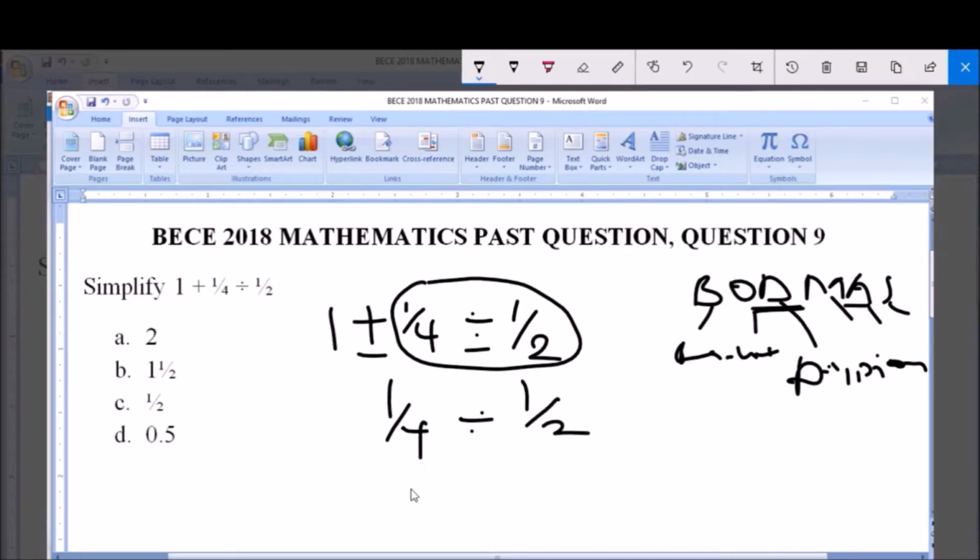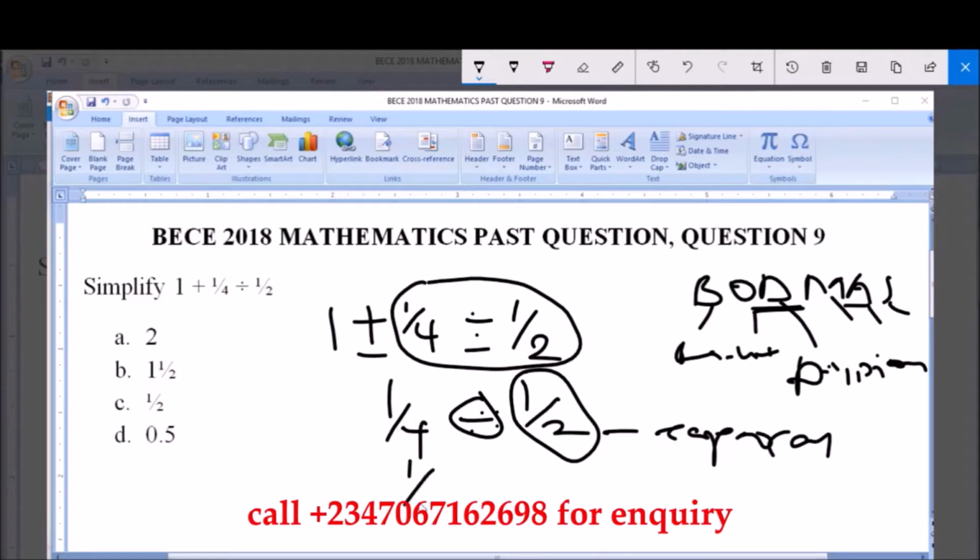Now in terms of fractions, when you are dividing, you simply change the division sign to a multiplication sign. And when changing this division sign to a multiplication sign, you change this other one, this 1 over 2, to its reciprocal. That is, you multiply this by the reciprocal of this. So we have 1 all over 4 multiplied by the reciprocal of 1 over 2, which is 2 over 1. So multiply by 2 over 1.